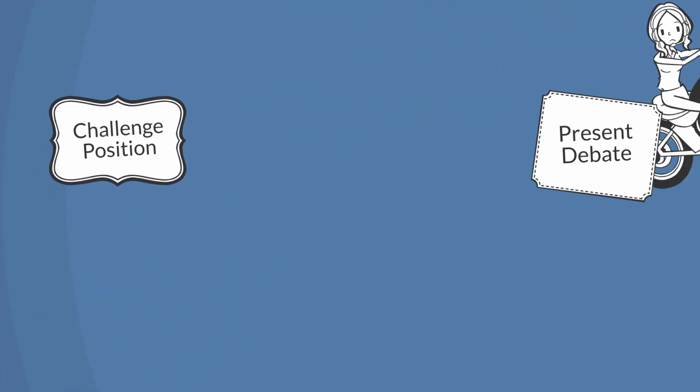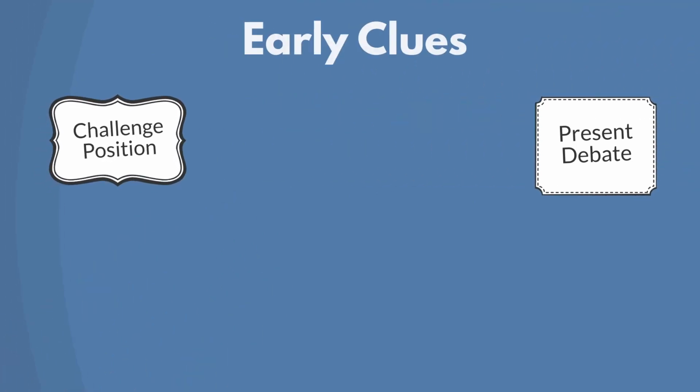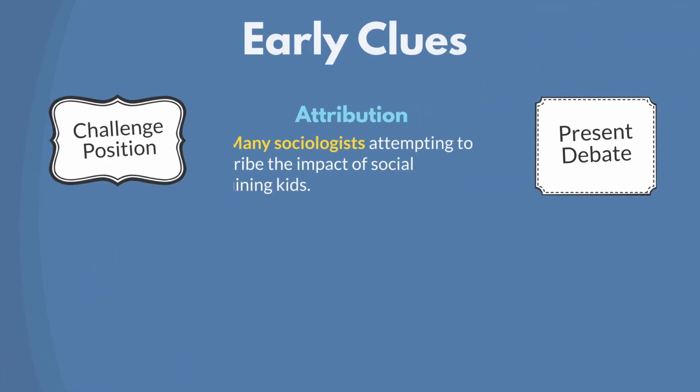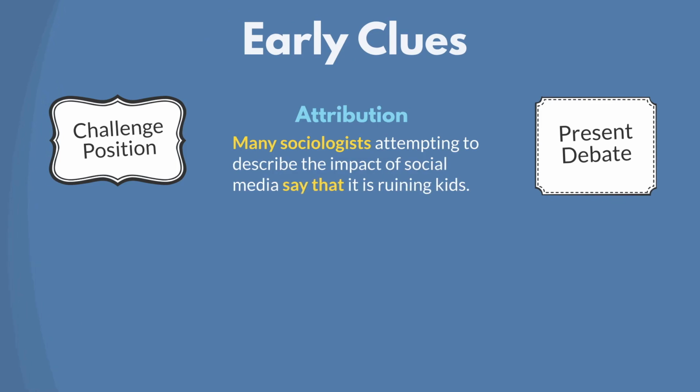Thank you. A lot of students will have trouble disambiguating between these two. The early clues are the same. You start with an attribution, somebody else's point of view. Social media is ruining kids. And then you're going to get a pivot and some pushback against that view.